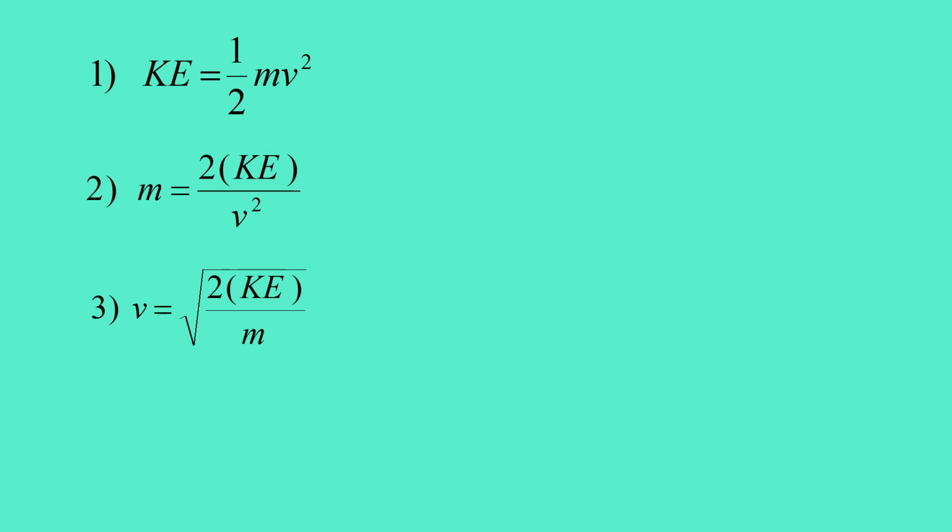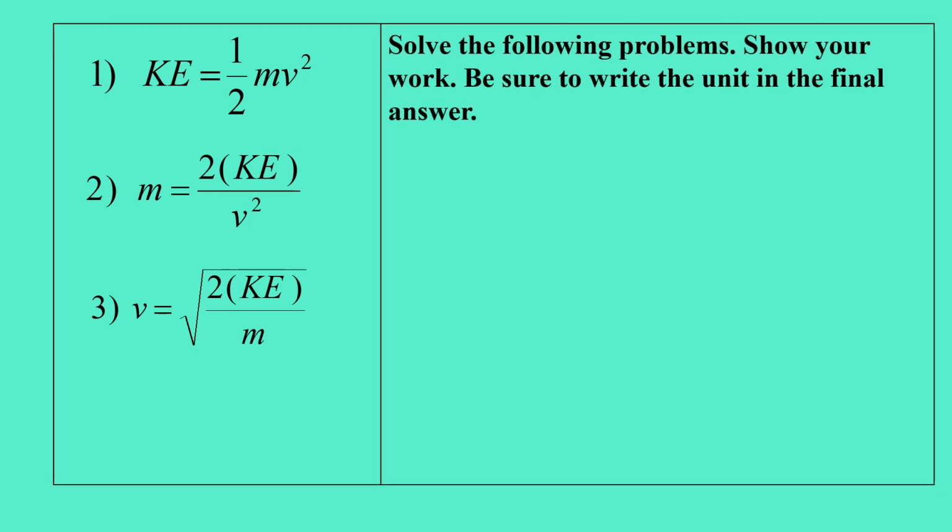Let's now solve some problems involving kinetic energy. Recall that kinetic energy is 1/2 mv squared. If we want to solve for m, then m is 2 times KE all over v squared. And if we want to solve for v, v is the square root of 2 times KE over m. Solve the following problems. Show your work. Be sure to write the unit in the final answer.